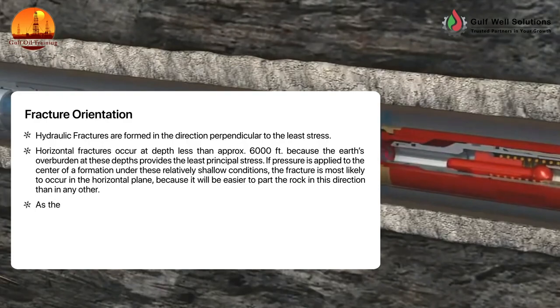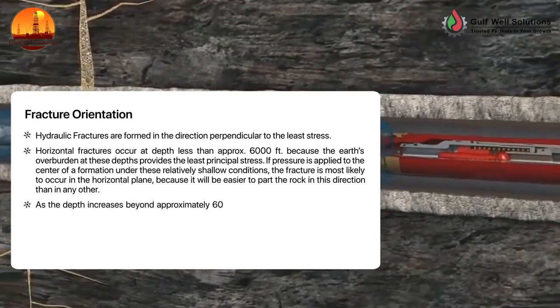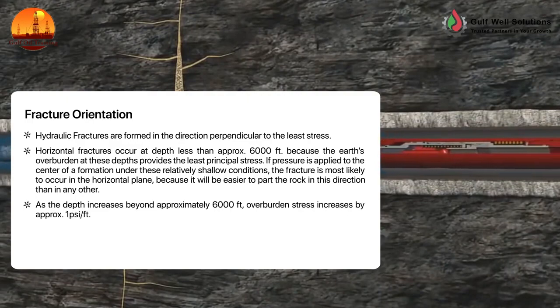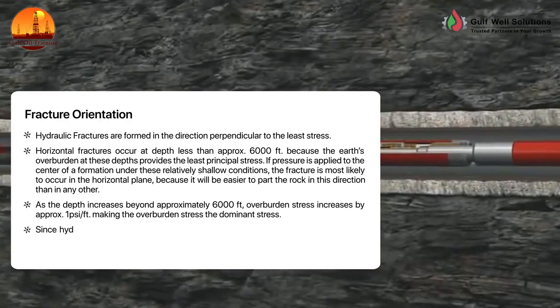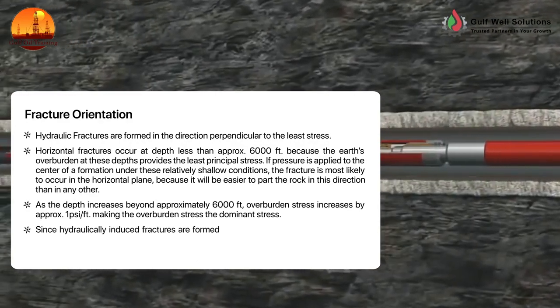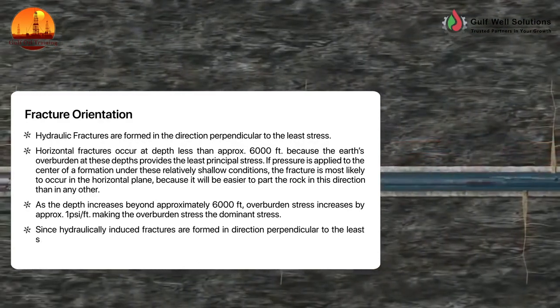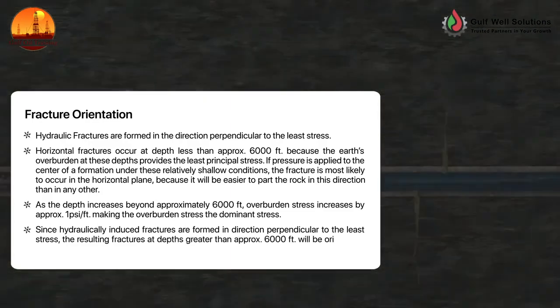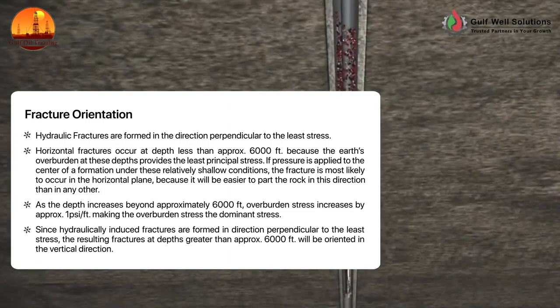As the depth increases beyond approximately 6,000 feet, overburden stress increases by approximately 1 pound per square inch per foot, making the overburden stress the dominant stress. Since hydraulically induced fractures are formed in the direction perpendicular to the least stress, the resulting fractures at depths greater than approximately 6,000 feet will be oriented in the vertical direction.